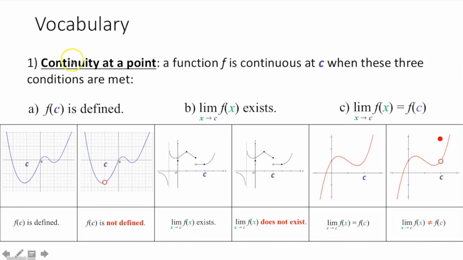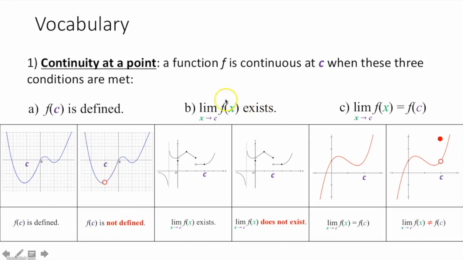First thing we're going to talk about is continuity at a point. A function f is continuous at c when these three conditions are met. The first condition: f of c is defined. That means there is a point at x equals c that is on the graph of the function. So at x equals c, we have a point on the graph right there. Here, f of c is not defined because we have a hole in the graph at x equals c.